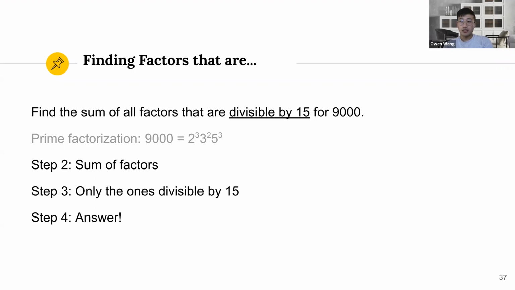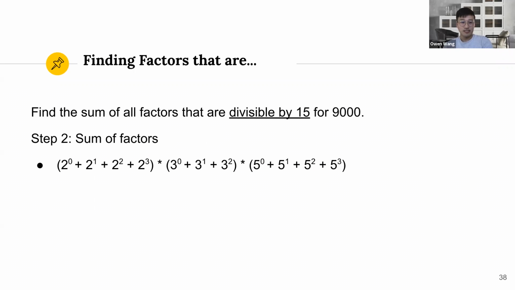So from there, we also know the sum of factors. We'll also do this part, right? For sum of factors, remember we add the entire tower. We add all of the tiles. So 2 to the 0, 2 to the 1, 2 to the 2, 2 to the 3. We add all of the 3s. We add all of the 5s. And then we multiply those 3 sums. That's the regular sum of factors. Next step. This time, yeah.